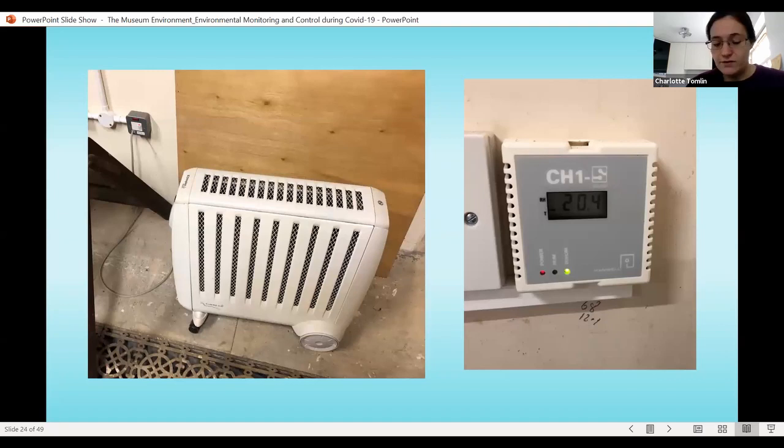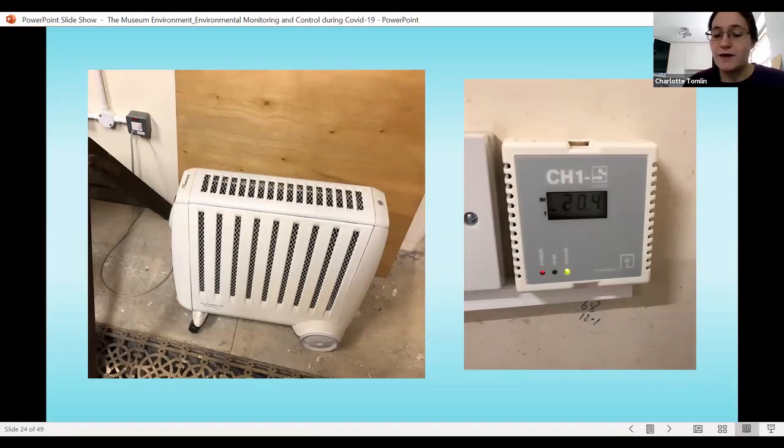If RH levels are generally high and need reducing, then low-level background heating will slightly increase the internal temperature and reduce the RH. Constant low-level background heat is better for collections than what conservators call comfort heating, high levels of heat during the day for visitor and staff comfort, followed by no heating overnight, as this can cause large fluctuations in temperature and RH, which, as we have seen, is not good for objects.